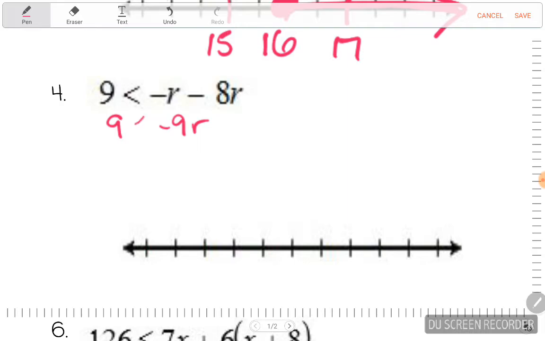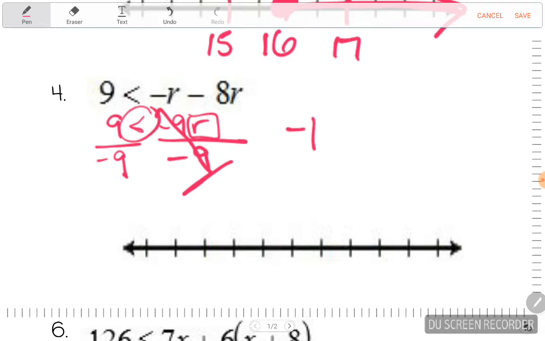Drop down this 9, drop down my less than symbol. I want R by itself, so I need to get rid of this -9, so I divide both sides, because right now they're being multiplied. So I divide both sides by -9. These just turn into a 1, right? -9 over -9 is just 1. 9 divided by -9 gives me -1. Bring over the sign. Again, this is just 1.